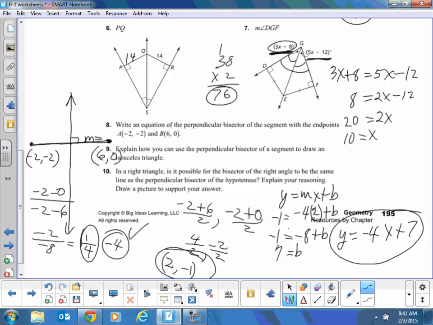If we have time, we'll graph that, and we'll see that the segment here has a midpoint going through at 90 degrees with that line. If we have time, we'll try that.